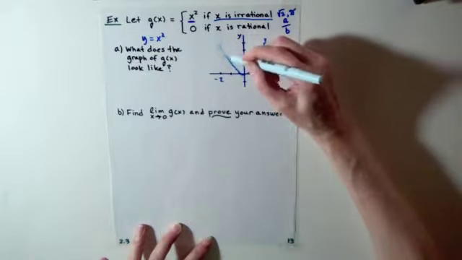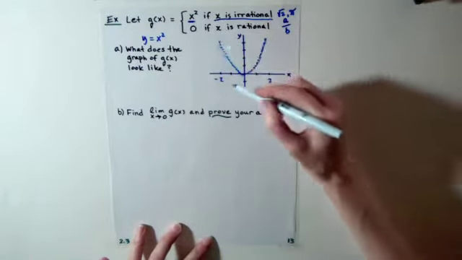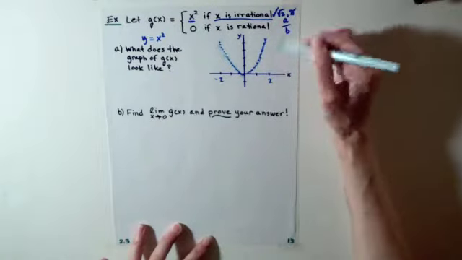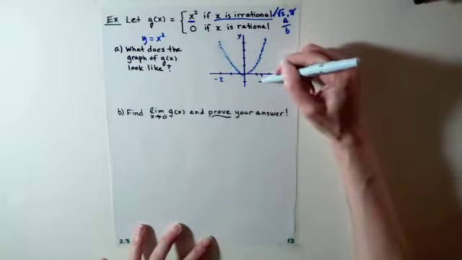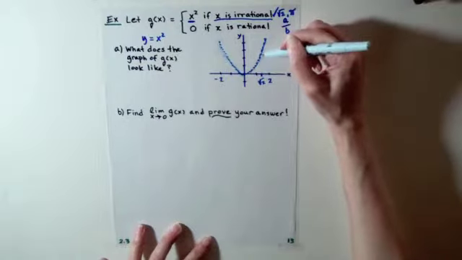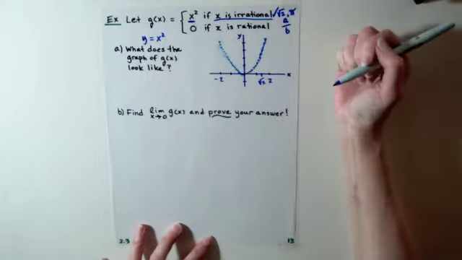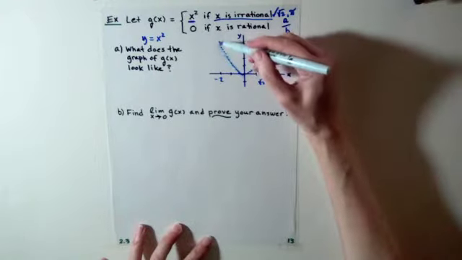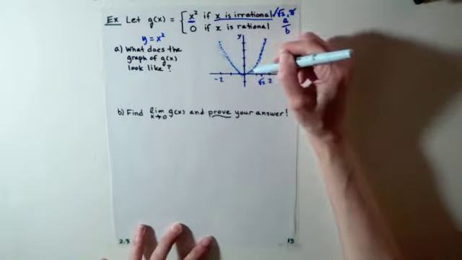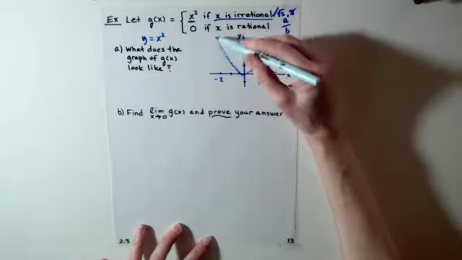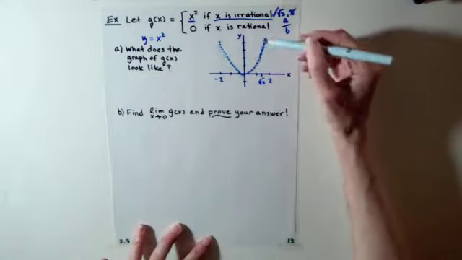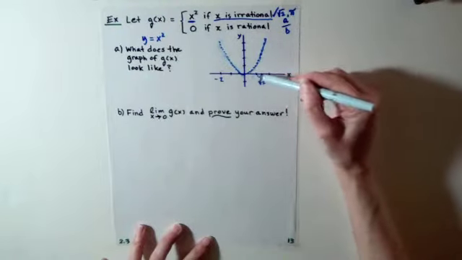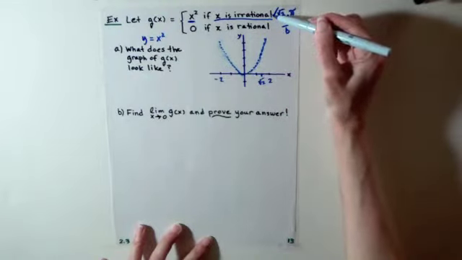And I have a dot only at each x value that is an irrational number. For example, square root of 2 is on here somewhere, and I would have a dot along this parabola corresponding to x equals square root of 2. So it's a weird sort of function. There are actually an infinite number of these dots that lie along this parabola, and we only pick out the points that correspond to x coordinates that are irrational.